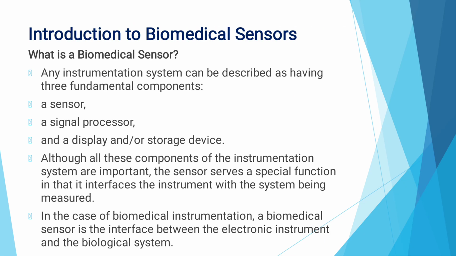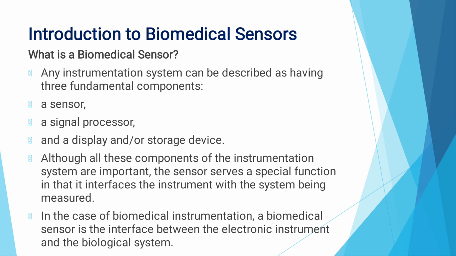Next, we can see the introduction to biomedical sensors. What is actually a biomedical sensor? A biomedical sensor is a device which we use for detecting as well as measuring biological signals or physical changes in the human body. Any instrumentation system in a biomedical device will contain three major components: sensor, signal processor, and display or storage device.